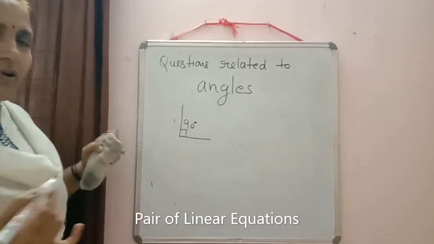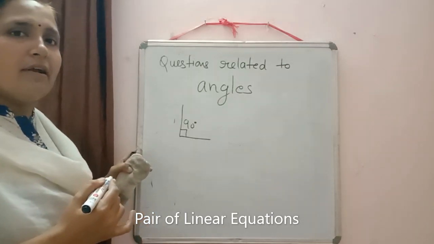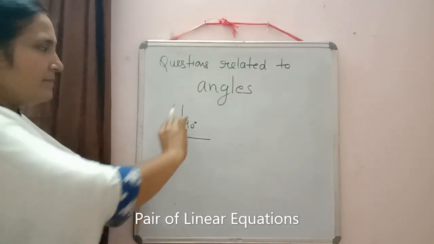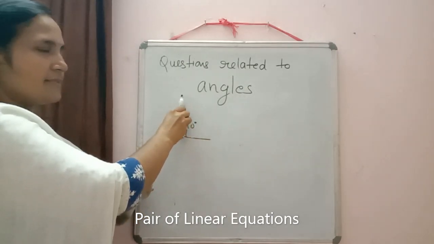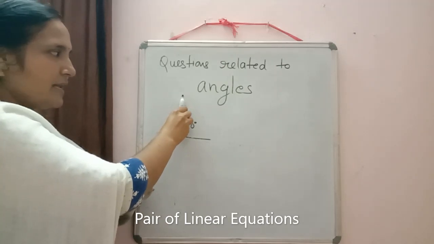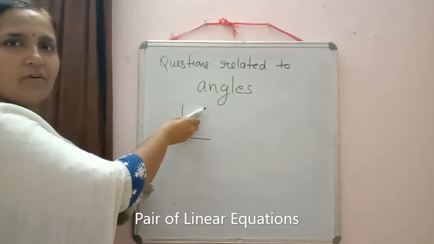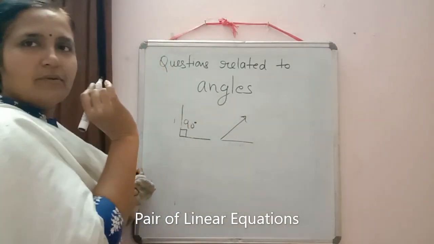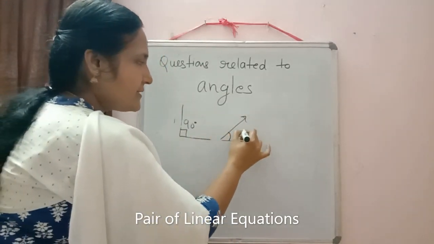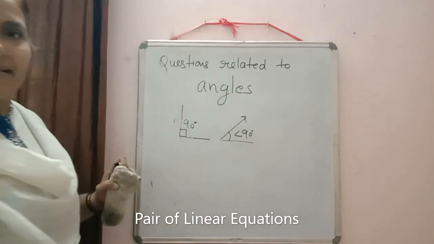Now if I have to draw an acute angle, how will I draw it? An acute angle will be less than 90 degrees. So this is our starting ray and this is our final ray. Less than 90 degrees means obviously it will go here only. So we will draw the acute angle in this way. Acute angle means this angle is less than 90 degrees.